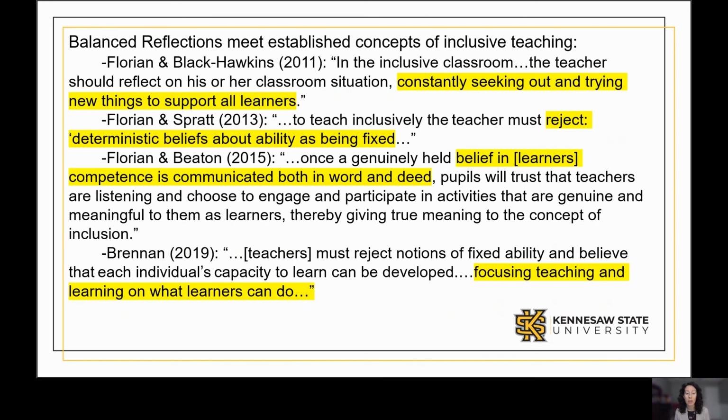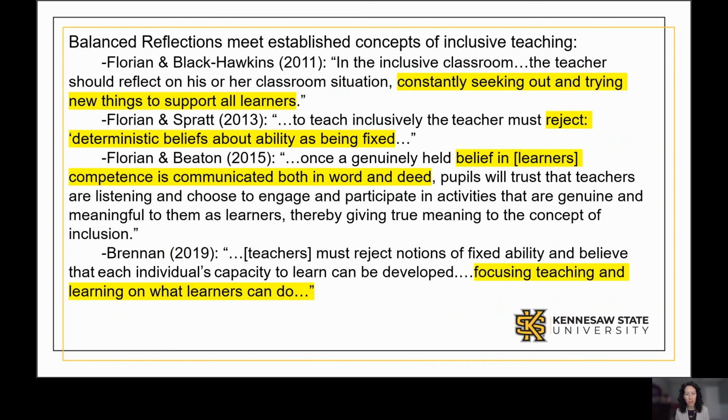Again, from Florian and this time Spratt in 2013, teachers should reject deterministic beliefs about ability as being fixed. This is an important part of the feedback process. I will occasionally get students who will have very deterministic, dead set opinions about themselves, usually in the negative. Things like, I can't learn this discipline, or I'm not a good test taker, or I have bad test anxiety.